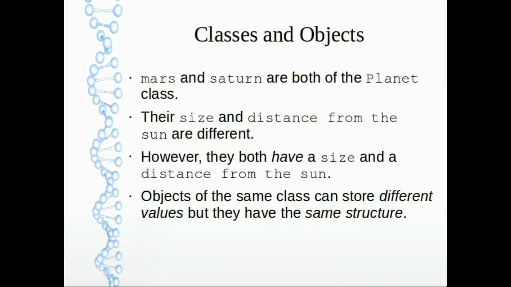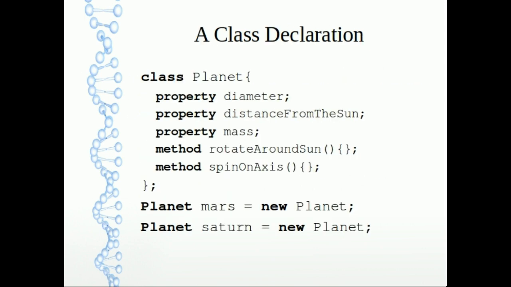Looking again at the planet example, we can see the objects Mars and Saturn are both of the planet class. Their size and distance from the Sun are different. However, they both have a size and a distance from the Sun. Objects of the same class can store different values, but they have the same structure. In our person example, people have different names, ages, heights, and weights, but everyone has an age, a name, a height, and a weight.